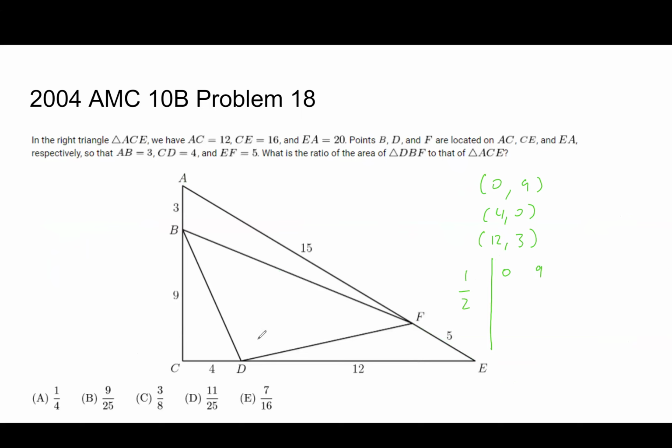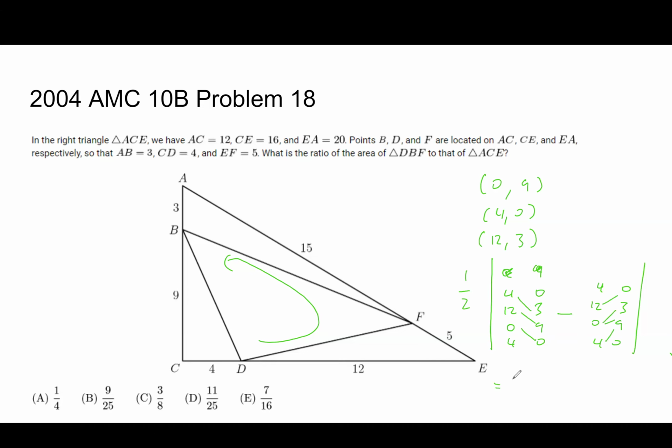So we have to go clockwise, remember. Actually, I'll just start from 4, 0. So 4, 0, and then 12, 3, 0, 9, and then I copy the first coordinate again, minus, same thing. And so for the shoelace theorem, we connect these ones, and then also these ones.